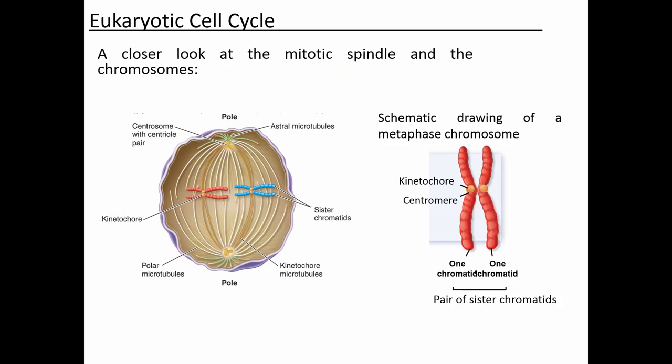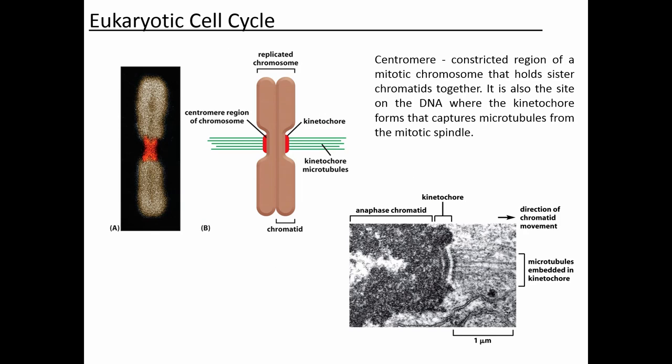Okay. So two things that we're going to take a closer look at now. One is going to be the mitotic spindle, and the other is the chromosomes when they consist of a pair of sister chromatids. So in terms of the chromosomes when they consist of a pair of sister chromatids, it's important that you know what the centromere is. The centromere, it says this on the slide, is the constricted region where the two sister chromatids are attached to each other.